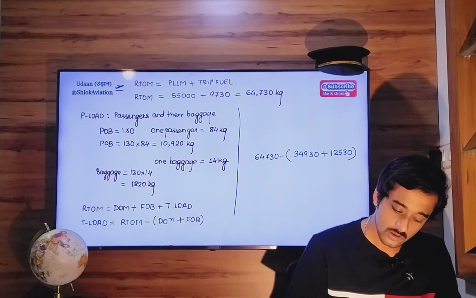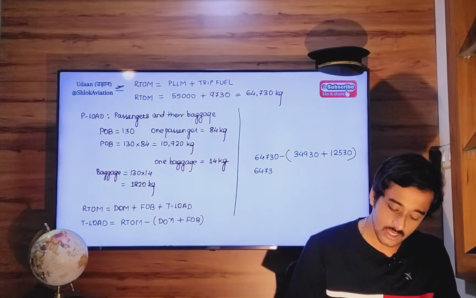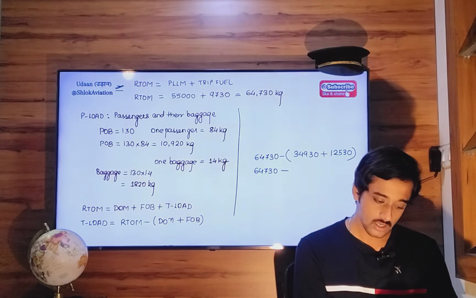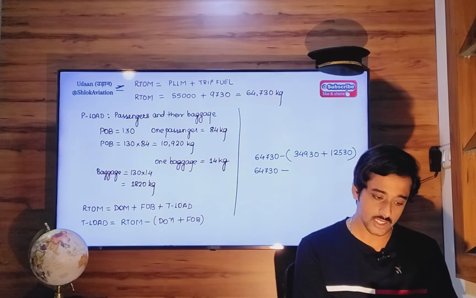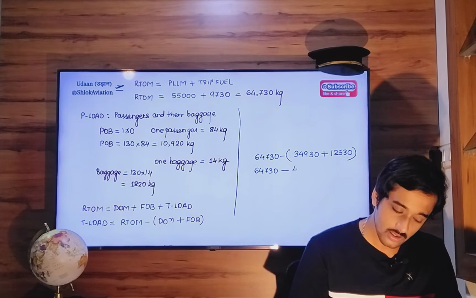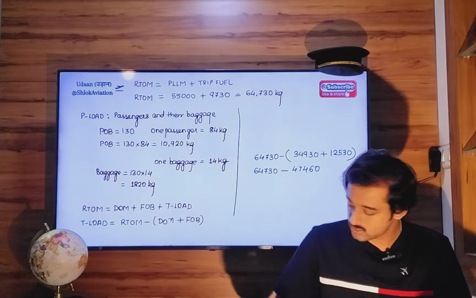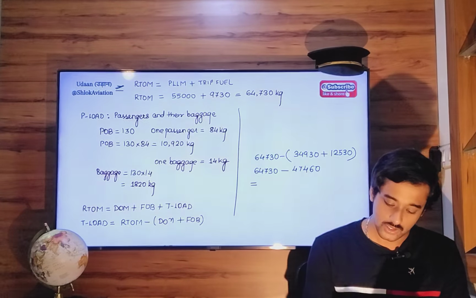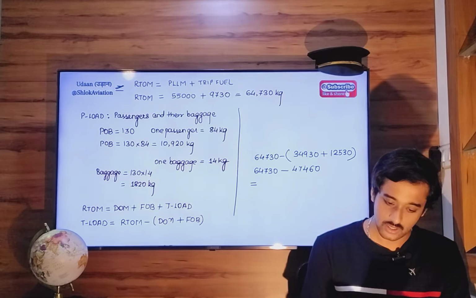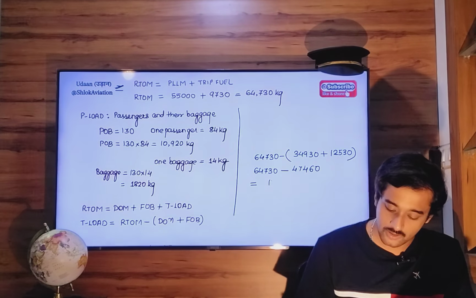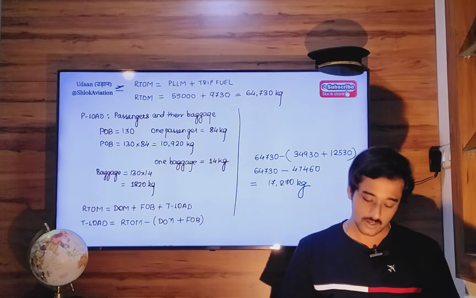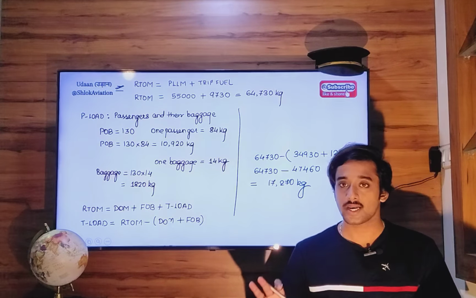12,530. So 64,730 minus 12,530 plus 34,930, which is 47,460. Okay, so minus 64,730. 17,270 kg. So that is the traffic load that you can carry.